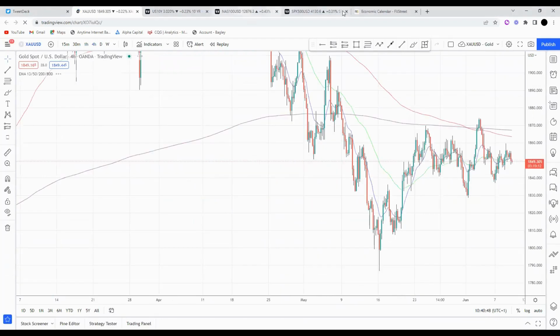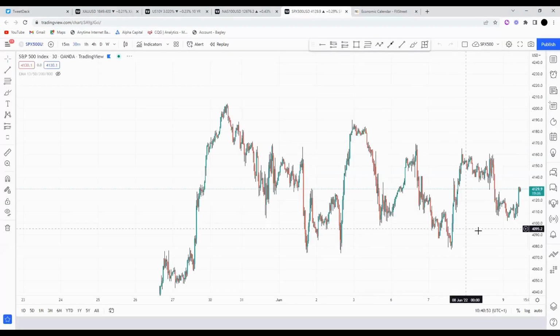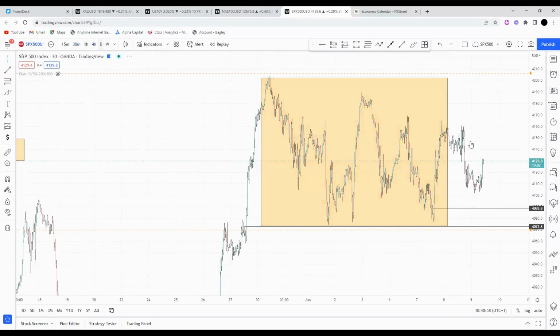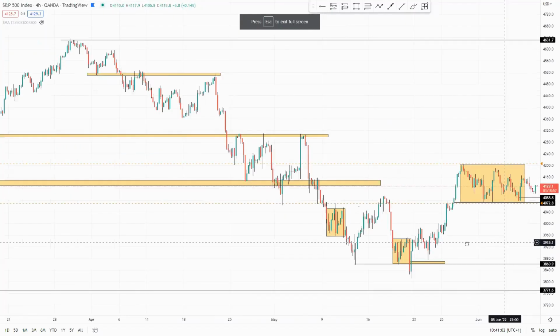It's the S&P one as well. So it happened on the S&Ps. So if I show you this chart here, S&Ps way back down here. Okay, so I have to go to the 4 hour. Okay, so price action here on the S&Ps.